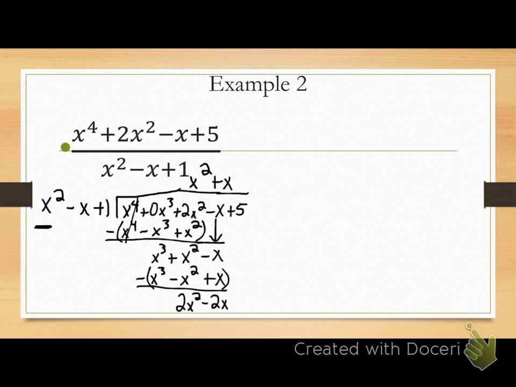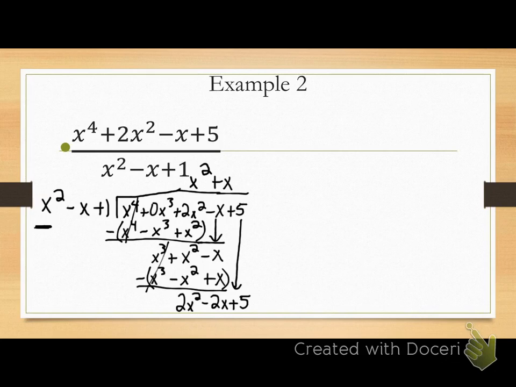Everyone okay with that? X cubed minus x cubed cancels out. We're almost done. What do I have to do now? Bring down the 5. Bring down the plus 5.